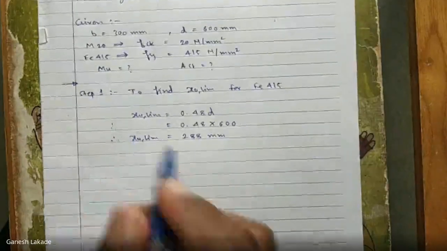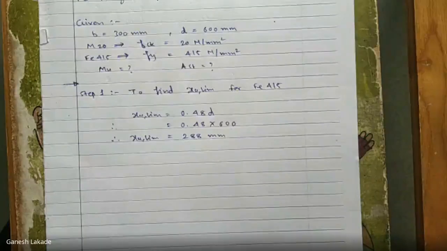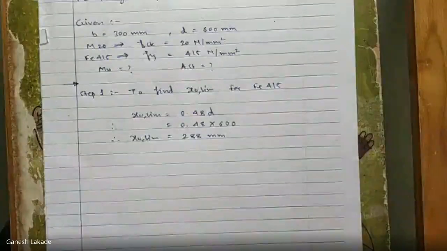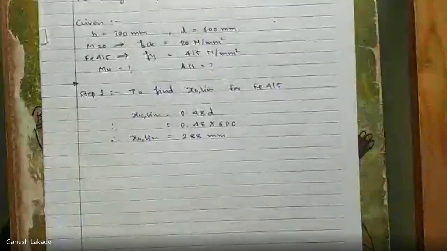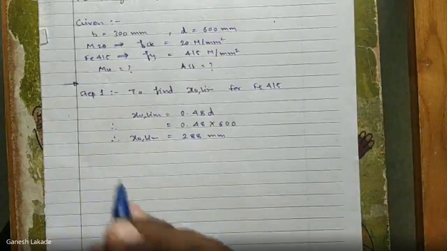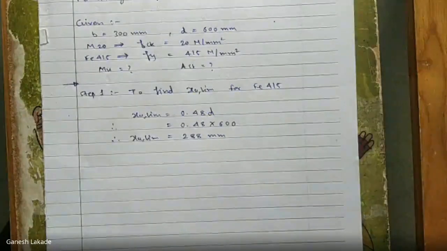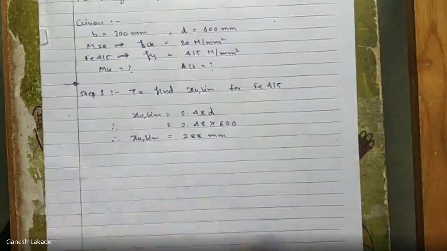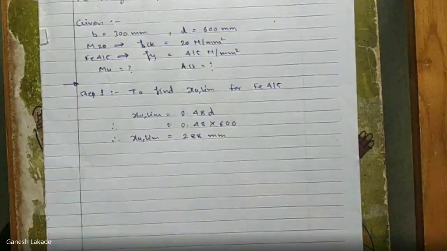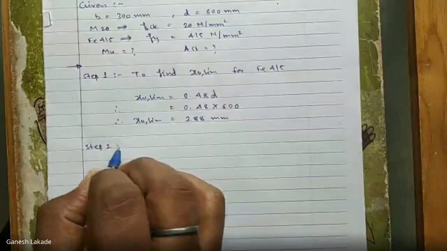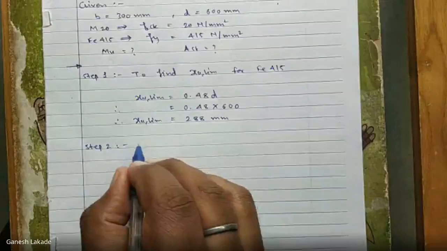Can we calculate the actual depth of neutral axis here? The value of AST is not known, we have to calculate it. So we cannot calculate the actual depth of neutral axis. Now we have to find the value of MU by using the relation Cu into z, as we have solved in the last problem also. So in step number 2, let us find MU or MU limiting.